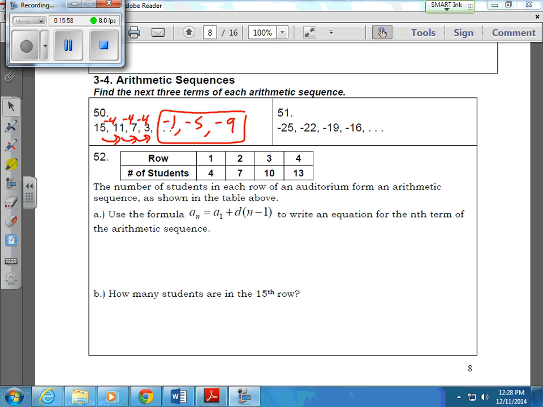Number 51, our numbers are increasing. This increases by 3, and it increases by 3 again, it increases by 3 again. So on the next term, I would add 3 to negative 16, I get a negative 13. Add 3 again, I get a negative 10. Add 3 again, I get a negative 7.